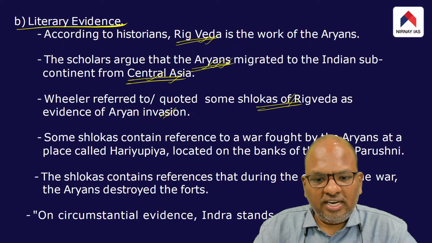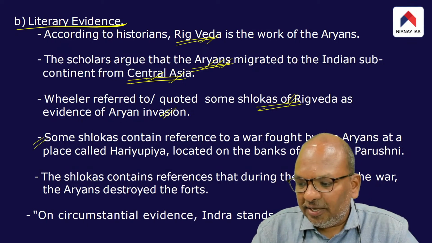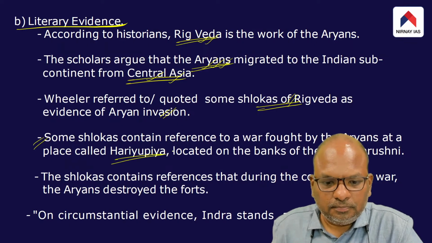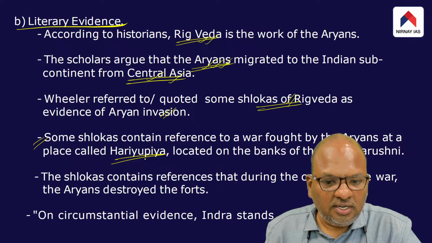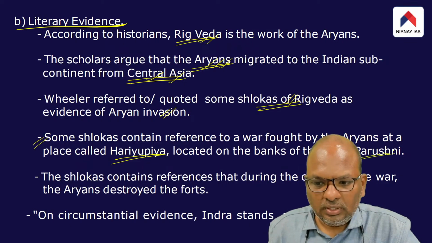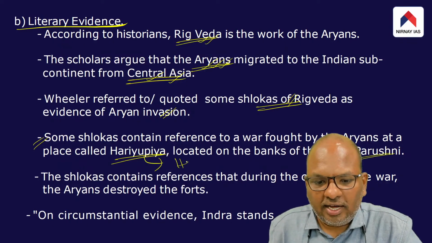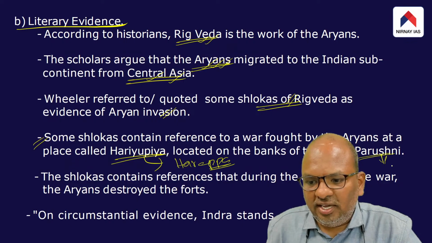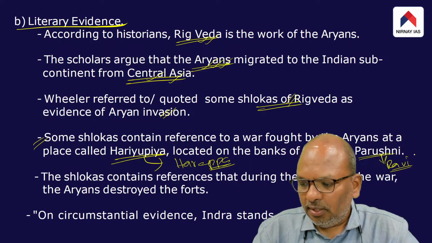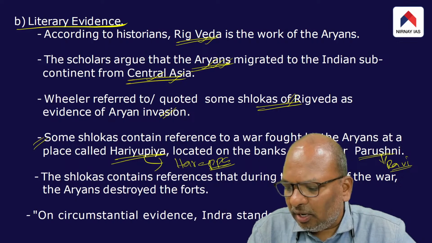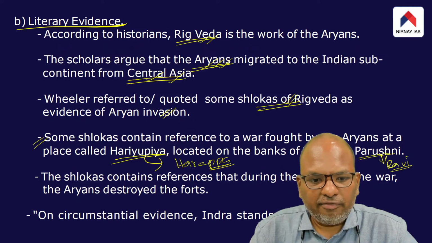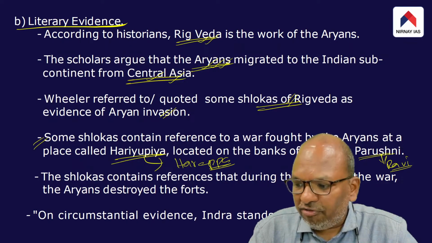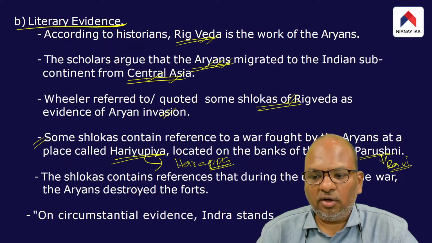What Aryan invasion? Some shlokas of the Rig Veda refer to a war fought by the Aryans at a place called Harappa. The shlokas also refer that the war was fought by the Aryans at Harappa, which is located on the banks of the river Parushni. Scholars at present have identified this Harappa with the present Harappa, and Parushni with the river Ravi, which is a tributary of the river Indus. The whole point is, Pranit, you are right. There are some shlokas of the Rig Veda that contain reference to a war fought by the Aryans at a place known as Harappa, located on the banks of the river Parushni.